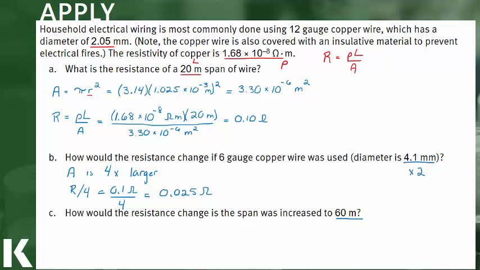Now C asks us how the resistance would change if the span was increased to 60 meters. So originally our length was 20 meters. To get it to 60, we have increased it by 3 times. We know that the resistance is directly proportional to the length. So if we increase the length 3 times, we will also triple the resistance. So here our resistance would be 3 times larger, which would be 0.3 ohms.